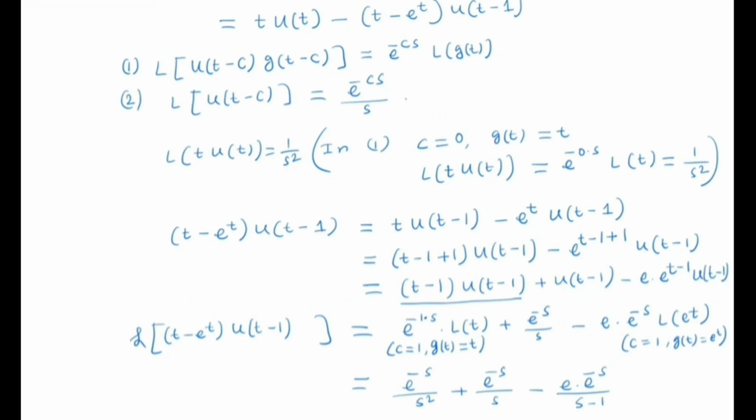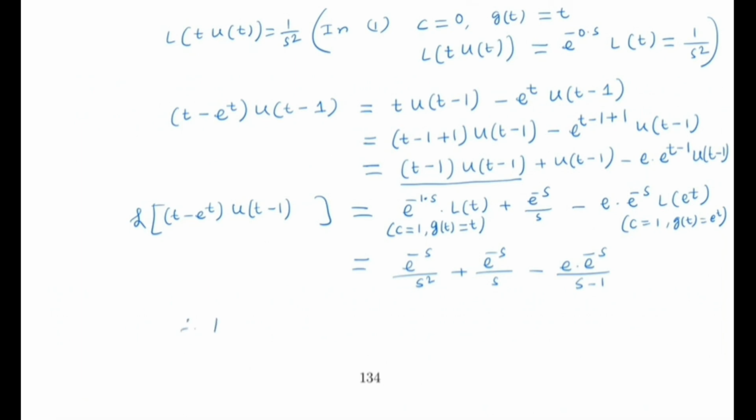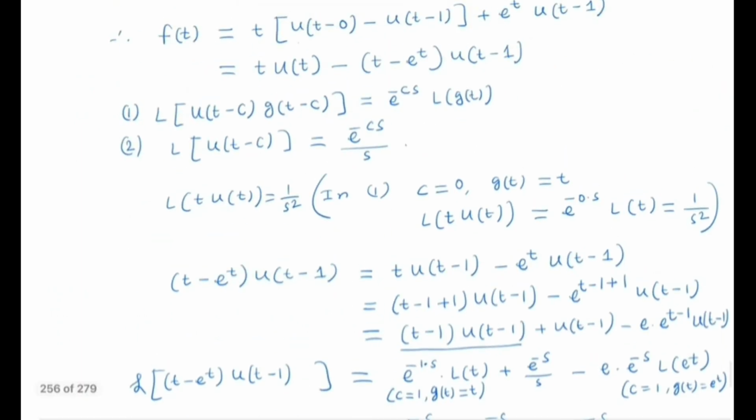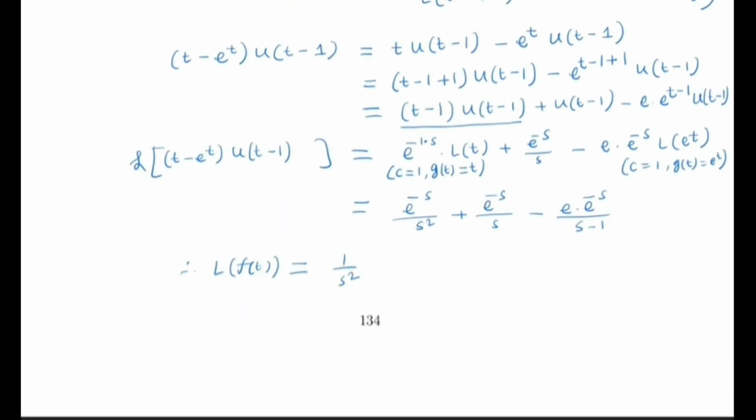So by combining, we get L of f(t) is nothing but 1 by s squared minus e^(minus s) by s squared plus e^(minus s) by s minus e into e^(minus s) by (s minus 1). So this is the required answer.